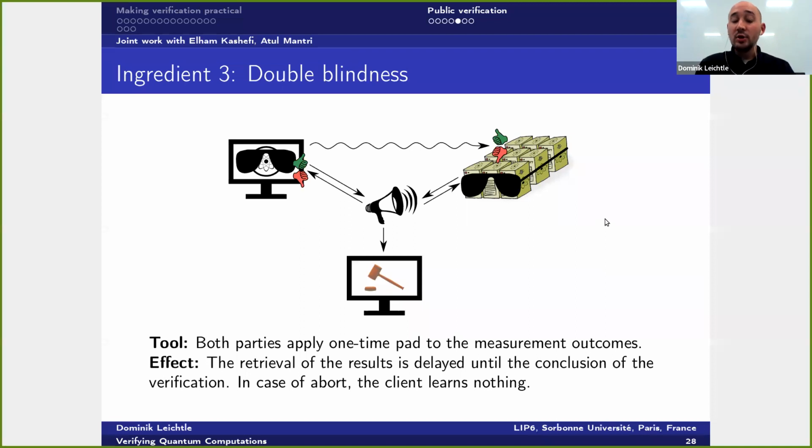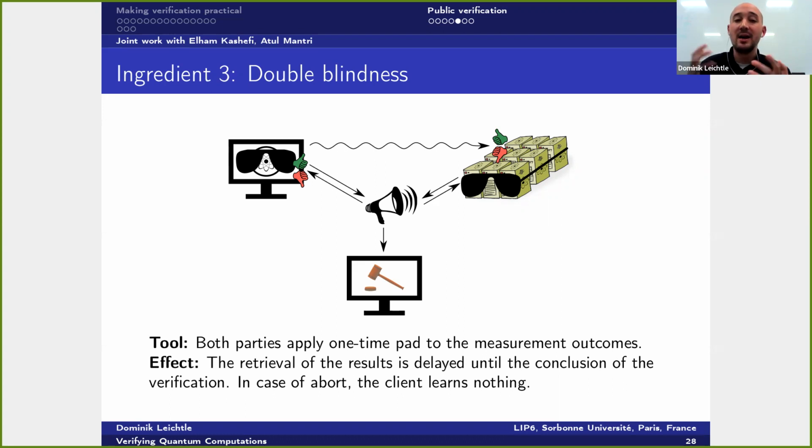And the third ingredient is something that we call double blindness. Now, in the original protocol, the server's been blind already. That means the server doesn't get any kind of information about the computation, about its inputs. But we can imagine that in the case of an abort, the client will actually still get some information from the protocol, for example, intermediate results. And this is something that we want to prevent, to take even more incentive from the client to cheat here.